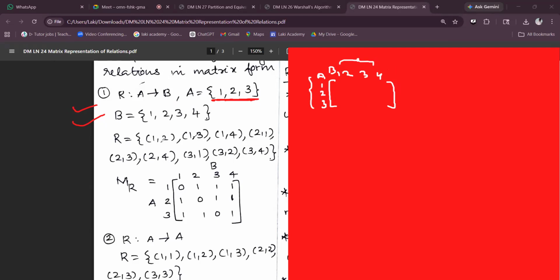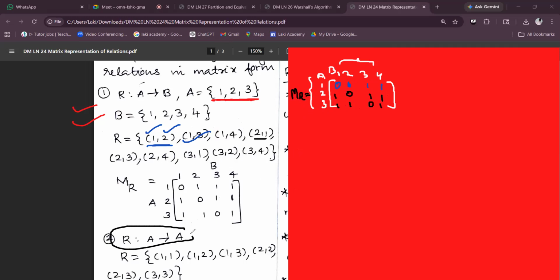Okay. Now see, 1 is related with 2. So first element belongs to A, second element belongs to B. 1 is related with 2 here, right? 1 is related with 3. 1 is related with 4. So whatever they are related, put there 1, otherwise 0. 2 related with 1, 3, 4, and so on. 3, 1, 2, 4, and so on, right? Understood?